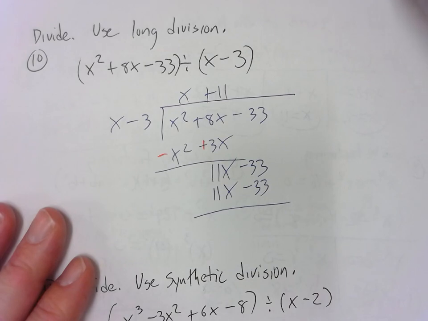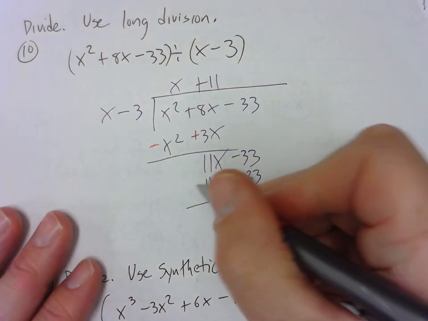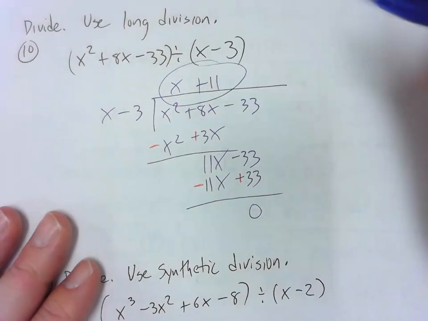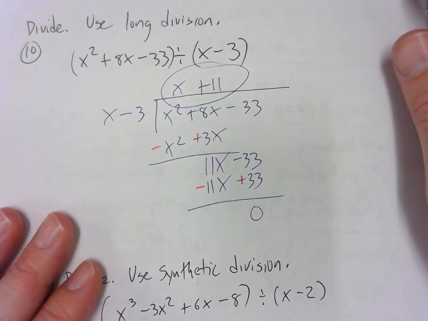I pick up the red pen because I'm going to subtract, which means I'm going to add this. I get a remainder of 0. So there's my answer, x plus 11.